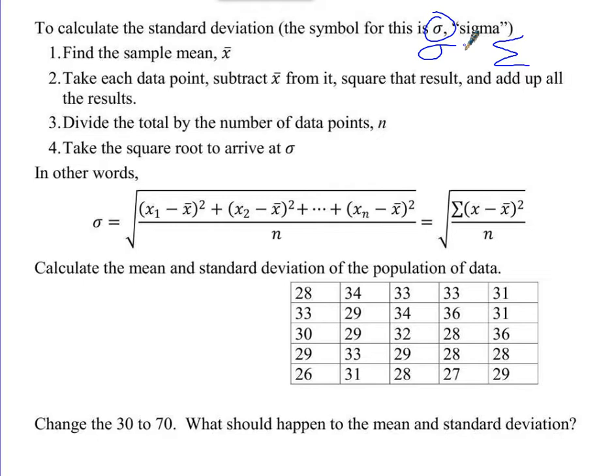I'll talk about it here in a second. To draw a lowercase sigma, start at that little corner right there, and then just do a loop around. It's pretty easy to draw. It's kind of like a sideways 6.